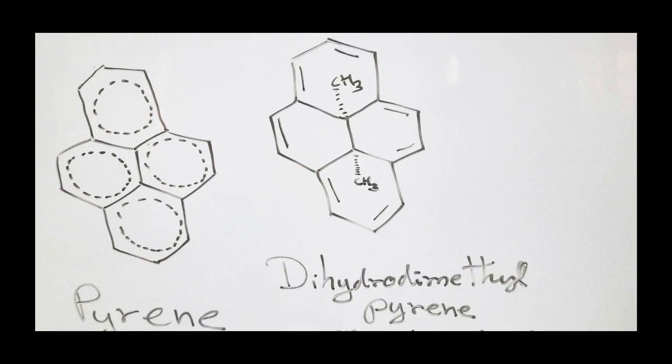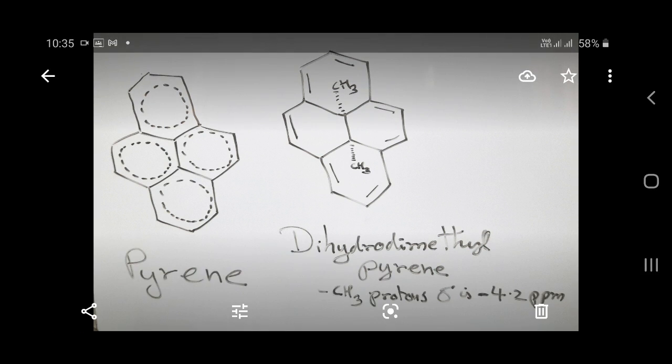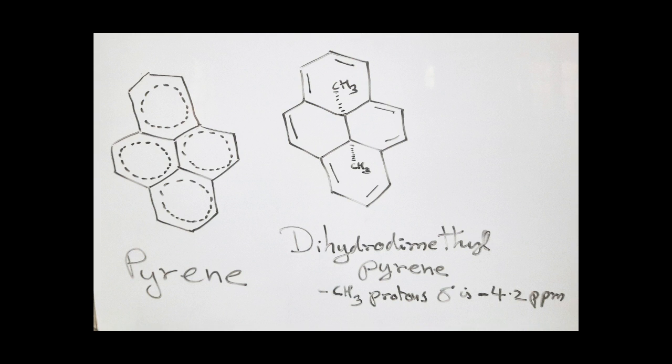Here, you may have a confusion. See, the pyrene molecule, when it is methylated, then you have dihydrodimethylpyrene. By a chemical reaction we can methylate or we can synthesize dihydrodimethylpyrene. So in dihydrodimethylpyrene you have 7 carbon-carbon double bonds. 7 carbon-carbon double bonds means 7 into 2, 14 pi electrons are there.